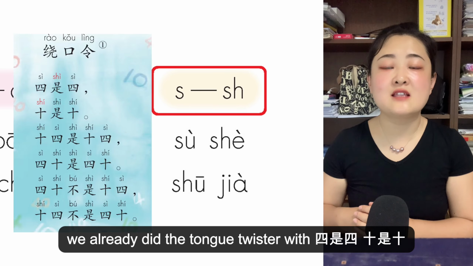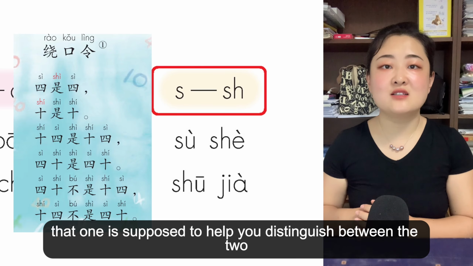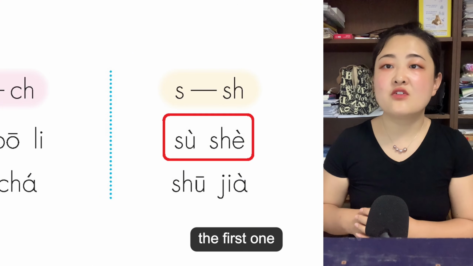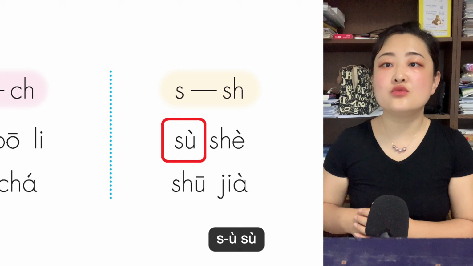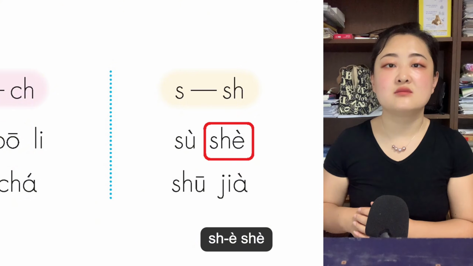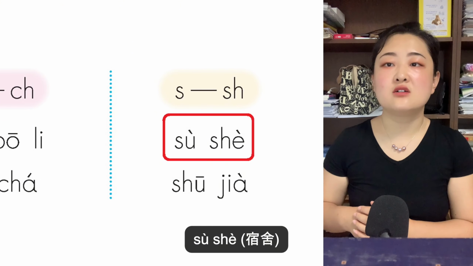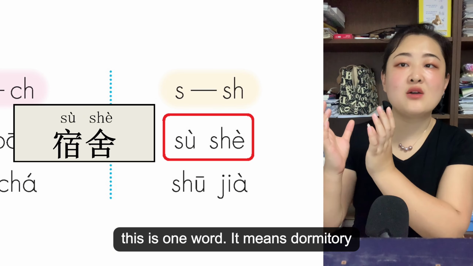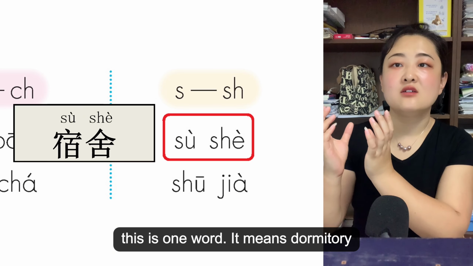We already did a tongue twister with 四是四十是十. That one is supposed to help you distinguish between the two. But then let's spell these two words. The first one, 宿舍. These two words are written this way. This is one word. It means dormitory. 宿舍.